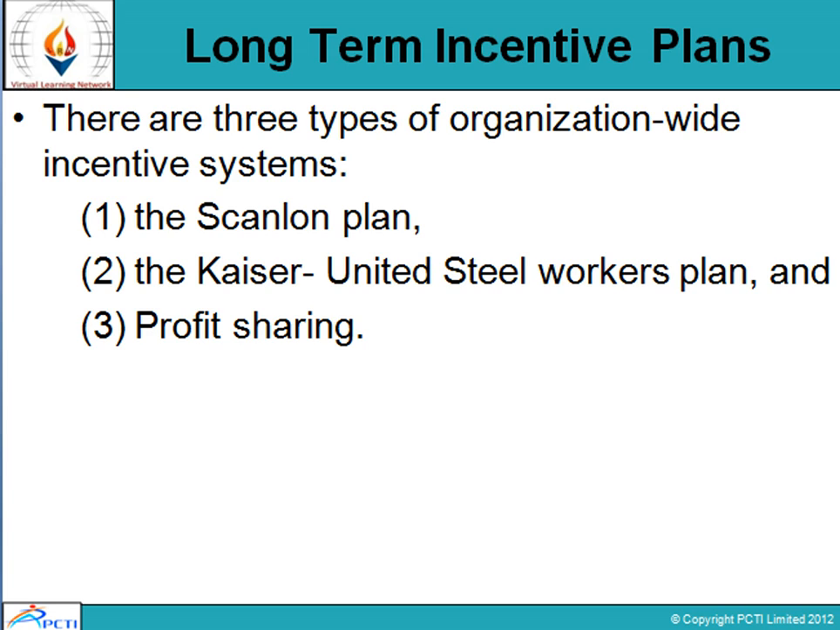Now there are three types of organization-wide incentive plan. First is the Scanlon. The second is the Kaiser, which is the United Steel Workers Plan, and the third is the profit sharing. When we talk about this Scanlon plan, it is basically devised by Joseph M. Scanlon, and what happens, this particular plan purports to accomplish a widespread employee participation and industrial harmony and an increased productivity, and it involves a wage formula or incentive and a new type of suggestion system.